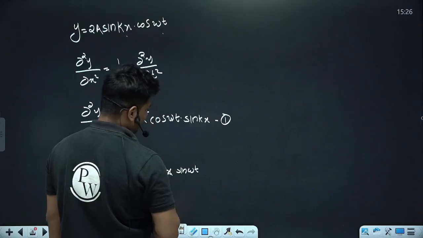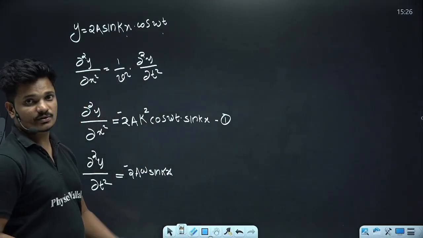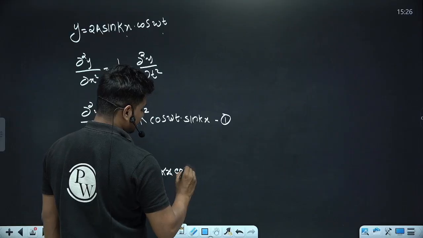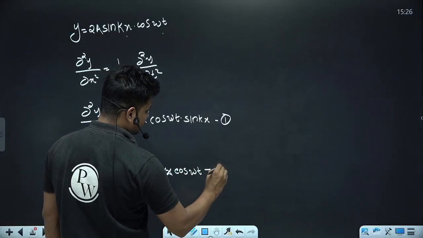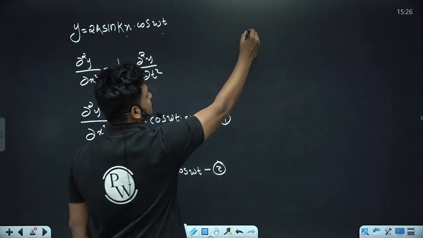We need double differentiation. So again differentiate this one. What we get? We get just a differentiation of sin omega t. We get cos omega t, omega into cos omega t. This is expression 2. So just to divide these two.